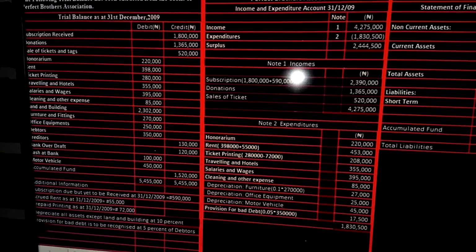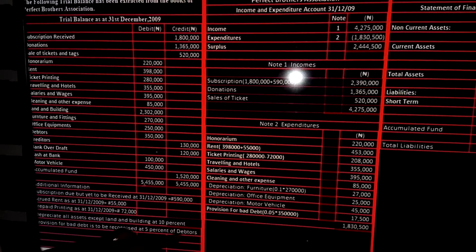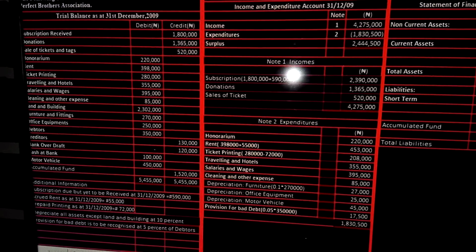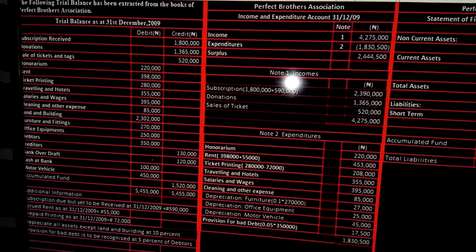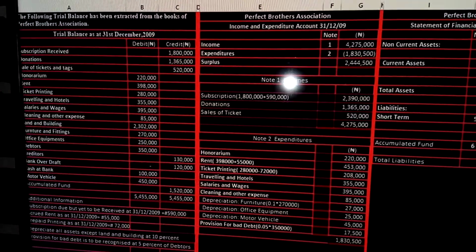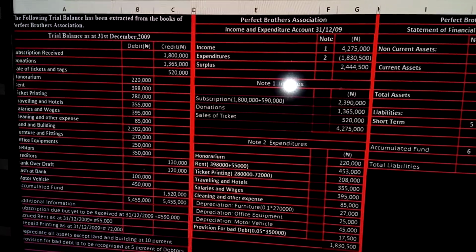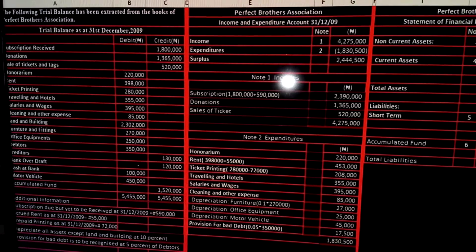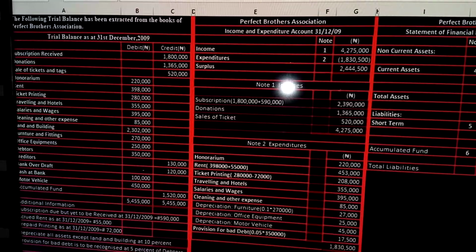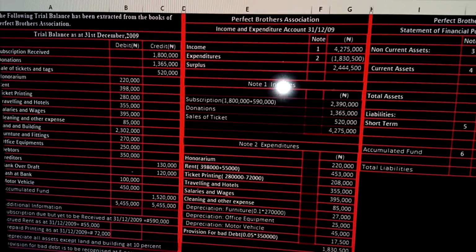Now we have another: provision for bad debt to be recognized at 5% of debtors. I have taught us provisions. I said provision for expenses is a function of increase or decrease. You compare provision at the beginning of the period with provision at the end of the period. If you're making provision for bad debt, it is an expense. So provision at the beginning of the period compared with the one at the end of the period will tell you if there's an increase or decrease.